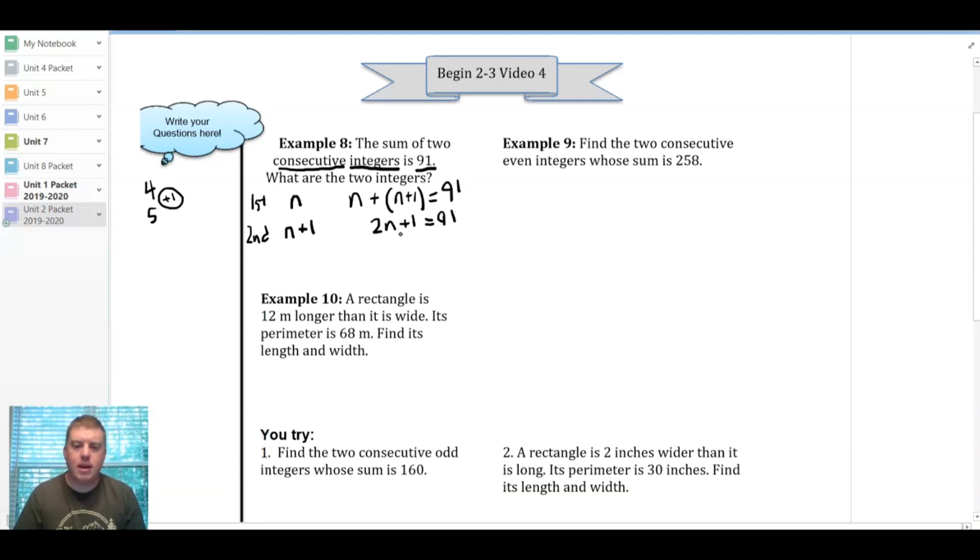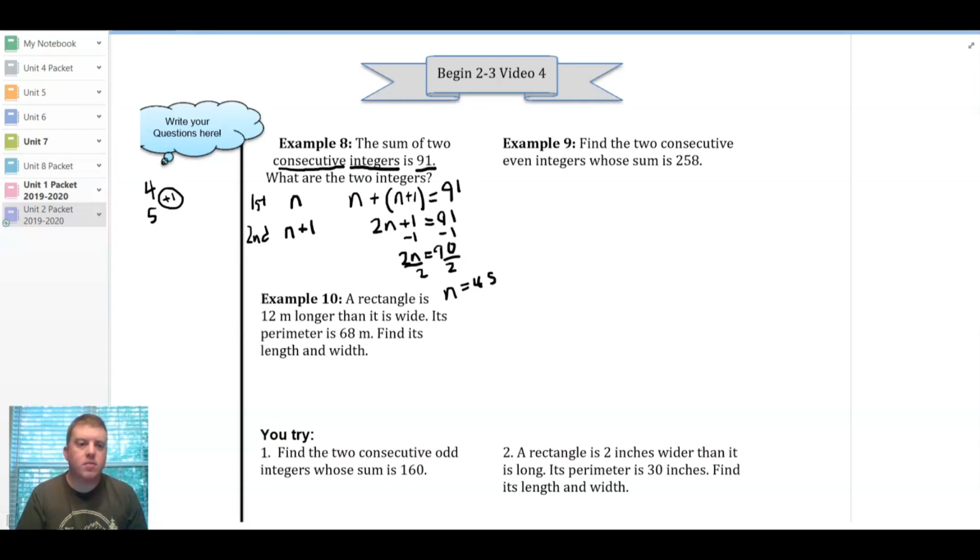So I need to undo my addition first. I'm going to subtract 1 from each side. And that's going to give me 2n is equal to 90. The next thing I need to do is divide both sides by 2. And I get n equals 45.